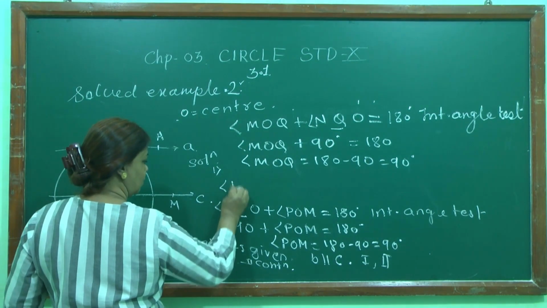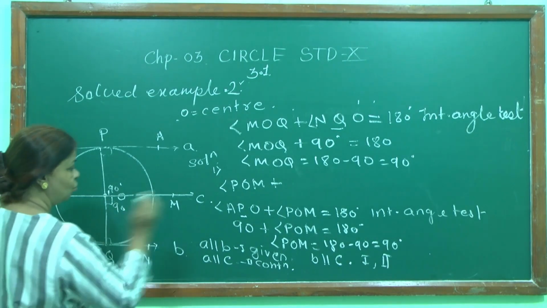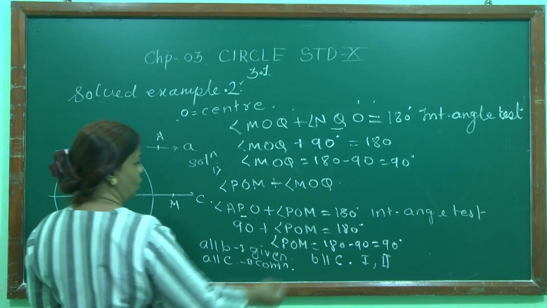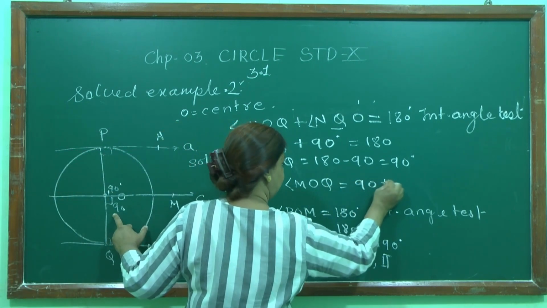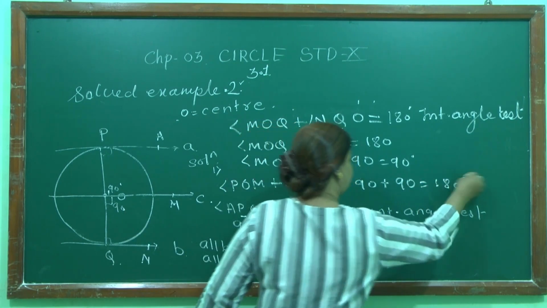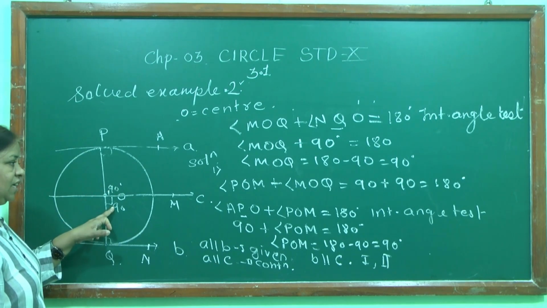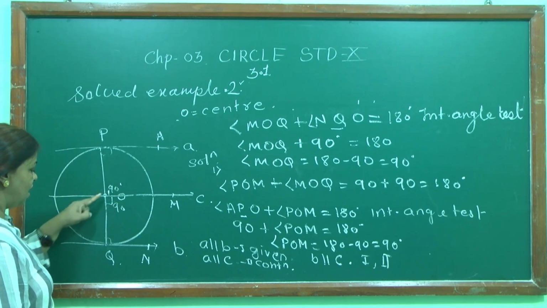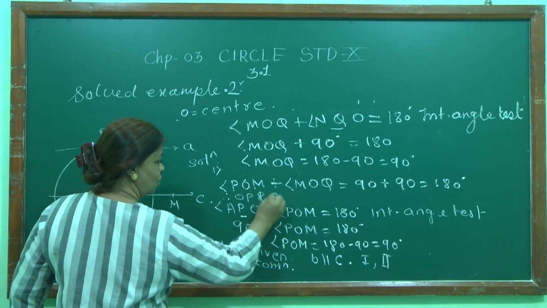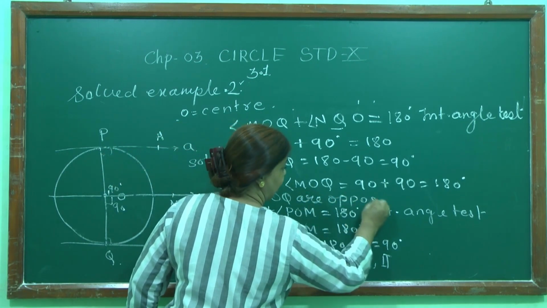Angle POM plus angle MOQ is equal to how much? This is 90 plus 90, which is equal to 180 degree. So this plus this is 180 degree. That means OP and OQ are opposite. Therefore, OP and OQ are opposite rays.